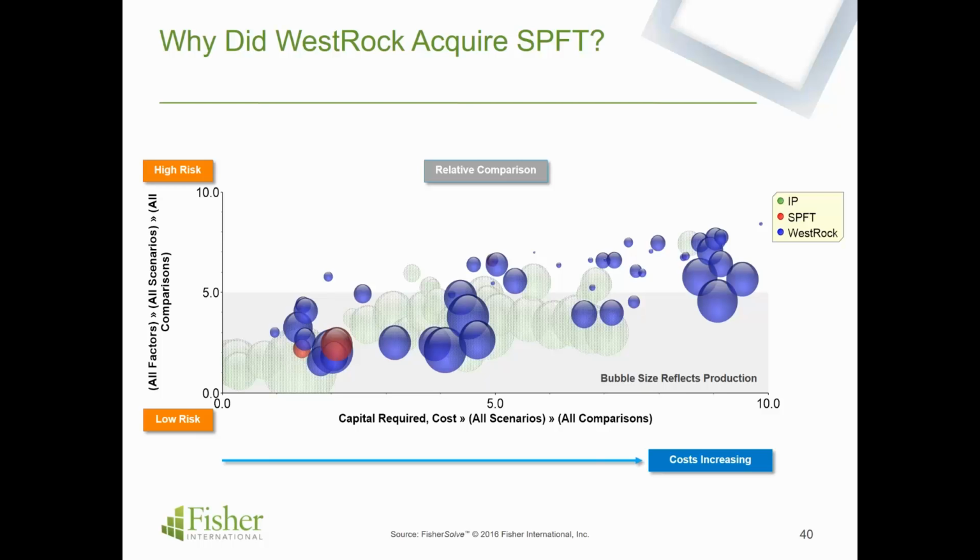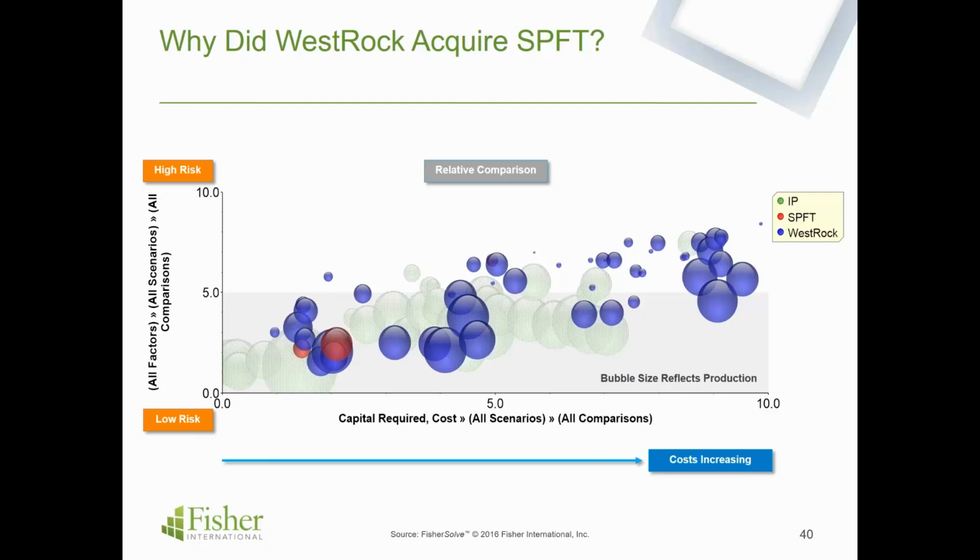listed in red, that first was acquired by GE Capital, then converted its newsprint machines in Dublin, Georgia to testliner and corrugated medium, and then later on was sold, acquired by Westrock.